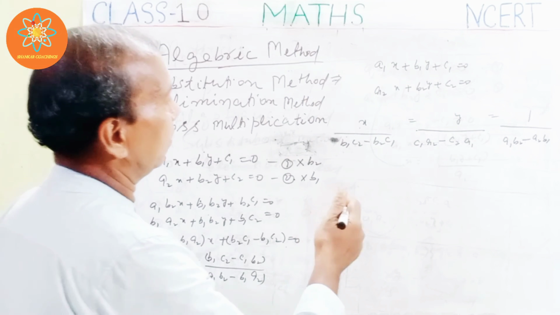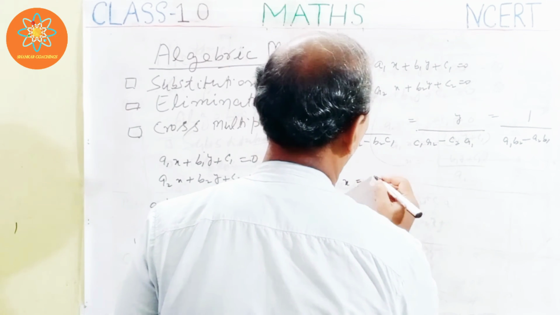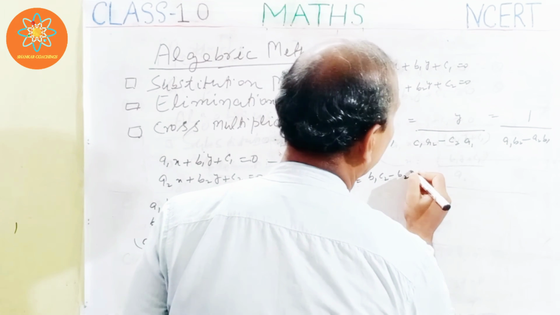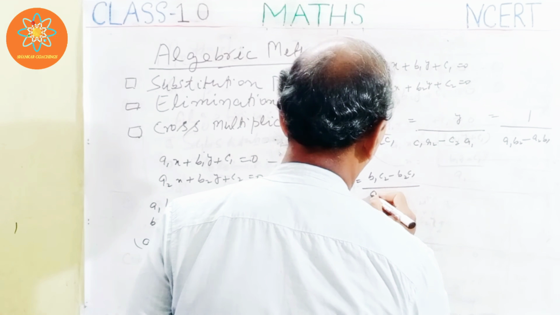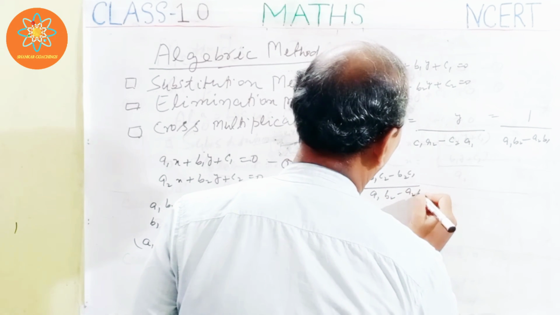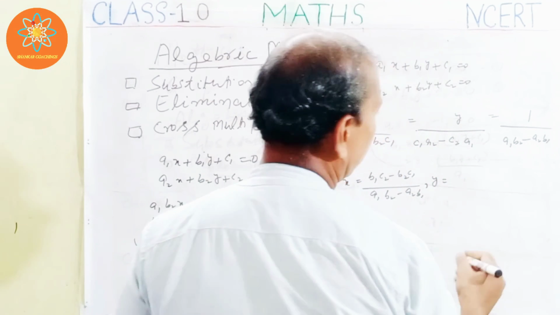So immediately you will find that x is equal to b1 c2 minus b2 c1, divided by a1 b2 minus a2 b1, and y is equal to how much?